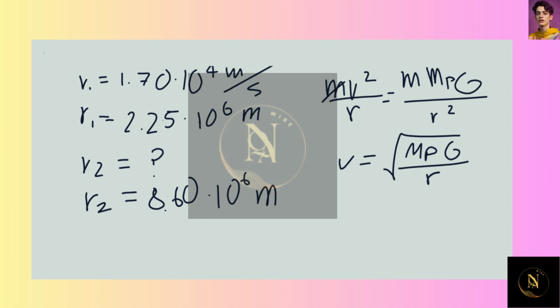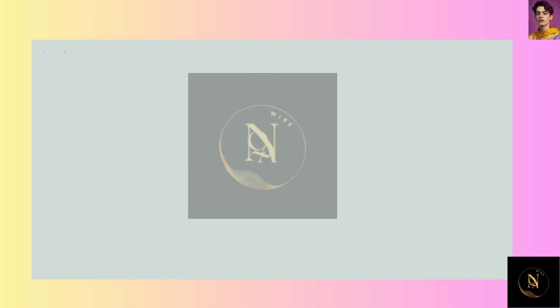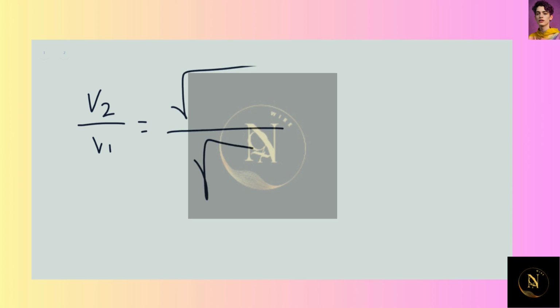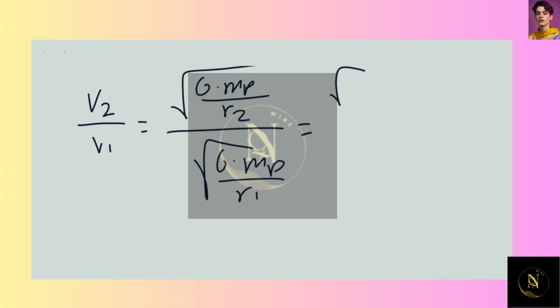Now, in this case, for our first satellite, we know both quantities needed to solve this problem, but only one for the second. So the way that we're going to solve this is to set up a ratio. So we can write that v2 over v1 is equal to, let's set up our square roots, G times the mass of the planet over r2 over the square root of G times the mass of that same planet over r1. Now, all the constants in this problem are going to cancel out, and that'll give us, when we simplify, that this is equal to the square root of r1 over the square root of r2.